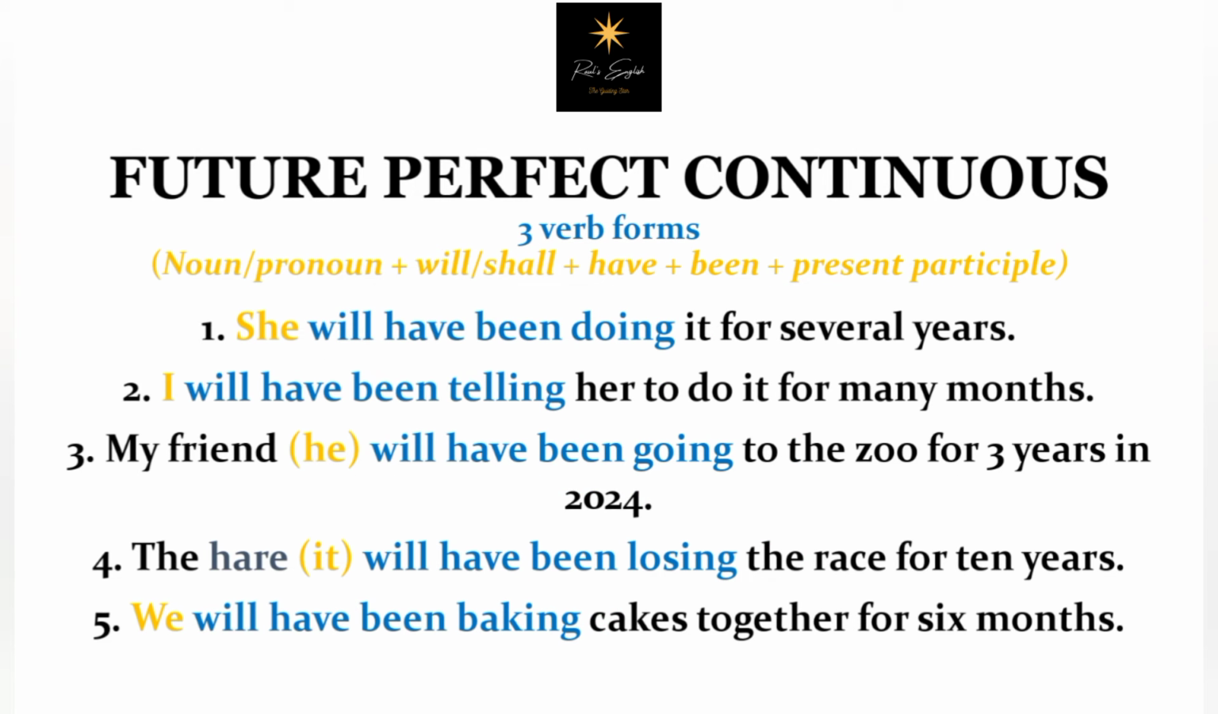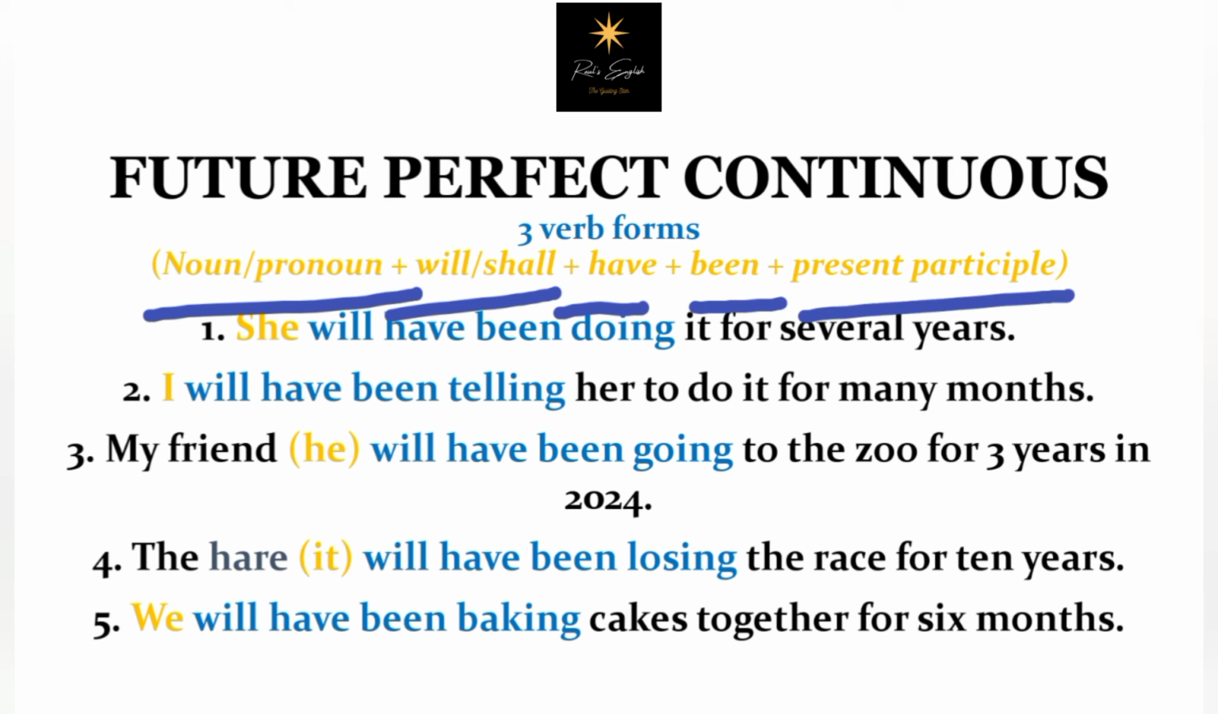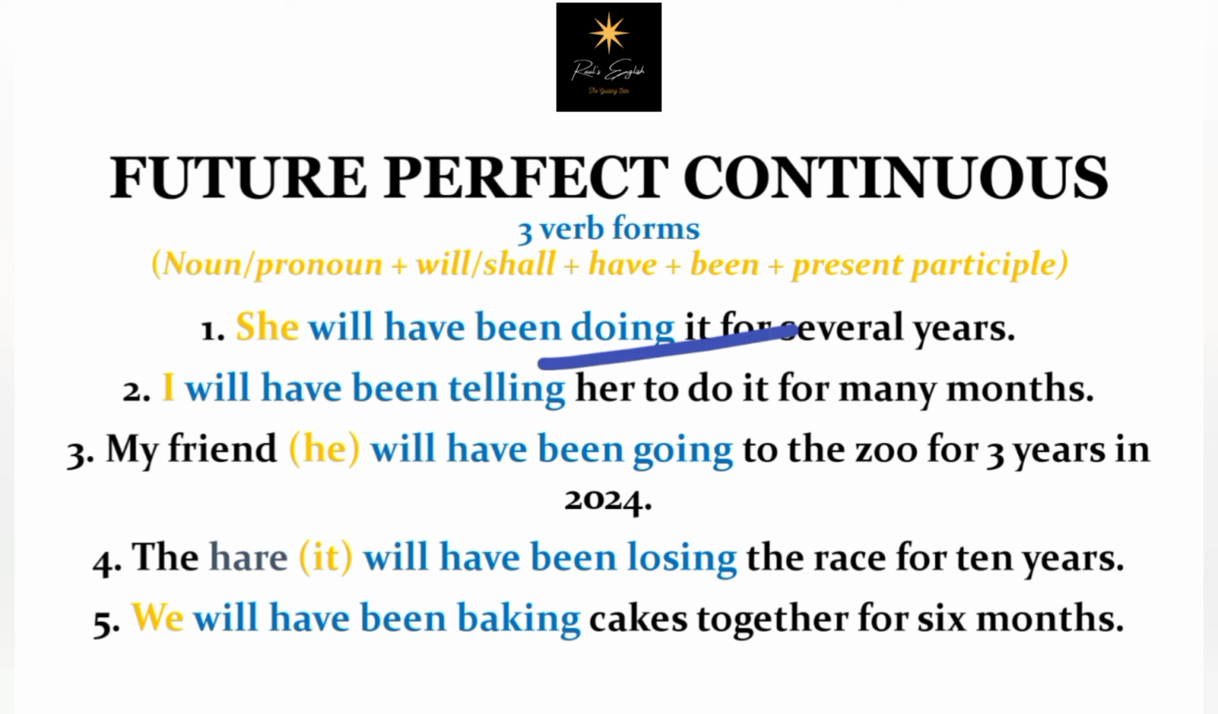And finally we come to the future perfect continuous. So future perfect and continuous, 3 verb forms. Noun or pronoun, then the will or the shall, then the have, and then the been, and then the present participle. So the present participle of do is doing, tell is telling, go is going, lose is losing, and bake is baking. Let's see the first sentence.